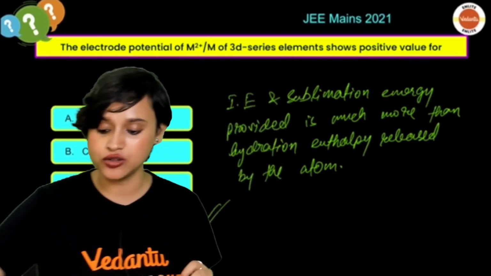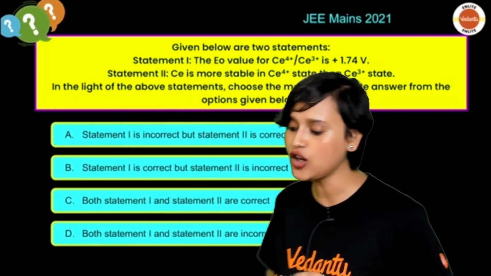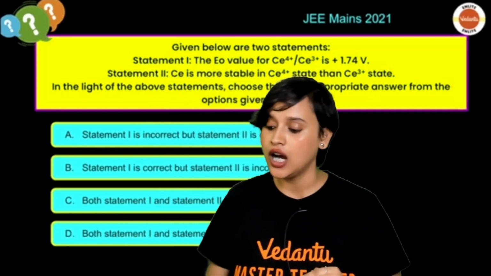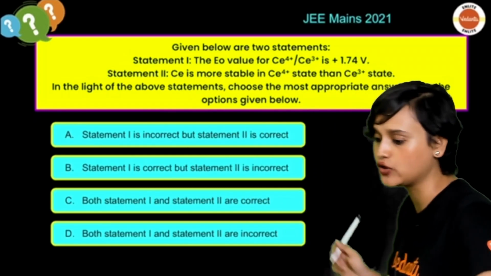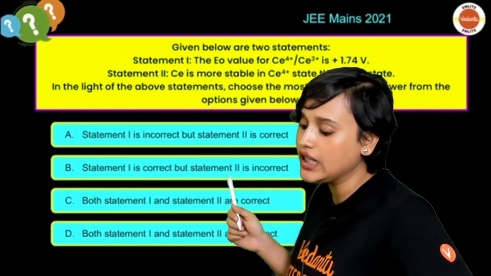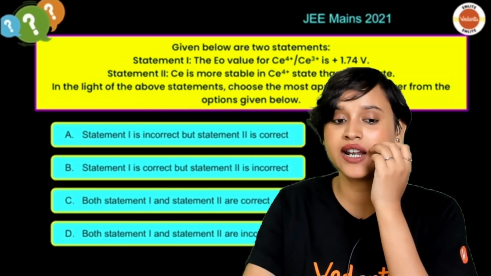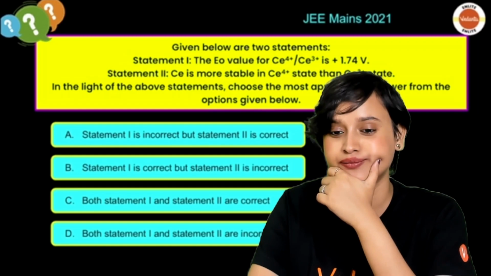Now, moving on. Let's go to the next question, everybody. The E naught value of Ce4+ to Ce3+ is +1.74 volt. Statement 2: Ce is more stable in the Ce+4 state than the Ce+3 state. What do you think? Is this right, everybody? Think about it.